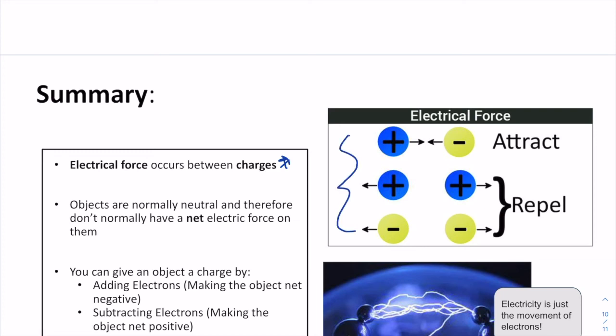Okay? The electrical force is like 1 billion times stronger than the force of gravity, and yet the force of gravity rules the day. It shapes our universe. Why? Because most objects are normally neutral, and therefore don't experience a net electrical force on it. Okay, but you can give an object a net charge and therefore cause it to experience a net electrical force by adding electrons, which makes an object net negative, and subtracting electrons, which makes the object net positive. All right, and one quick thing. As we look more and more into electricity, electricity is really just the movement of electrons.